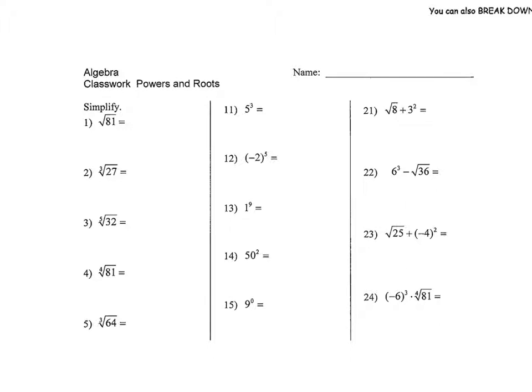Can you think of a number that's the 4th root of 81? Yeah, 3. You guys are so smart. What is -6 times -6 times -6, though? -6 times -6 is positive 36. Positive 36 times -6. 216.